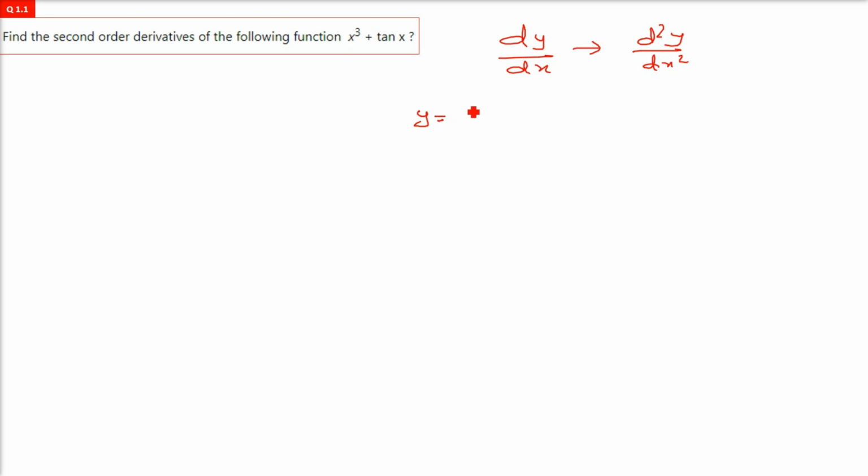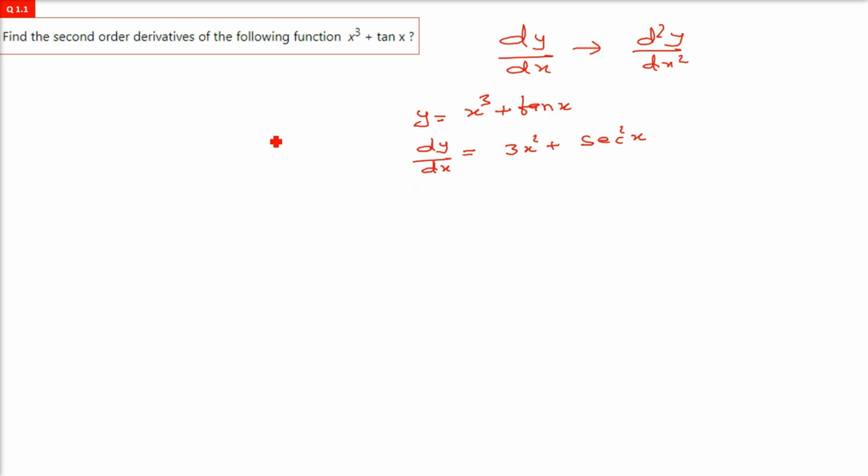So let us regard this as y equals x cube plus 10x as a function. So we have an algebraic function and a trigonometric function also. You need to know the differentiation of all these, then only you will be able to understand the higher order derivative. So dy by dx is the first order derivative, x cube gives 3x square, and 10x differentiation is sec square x.